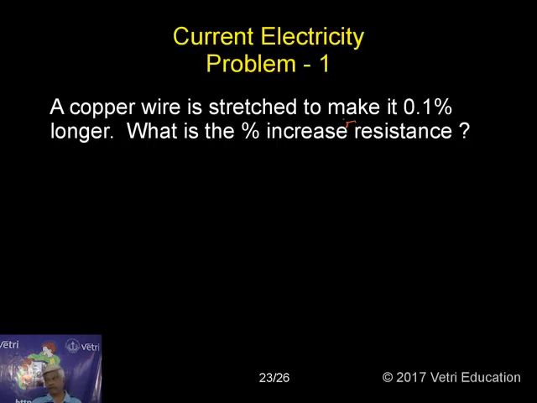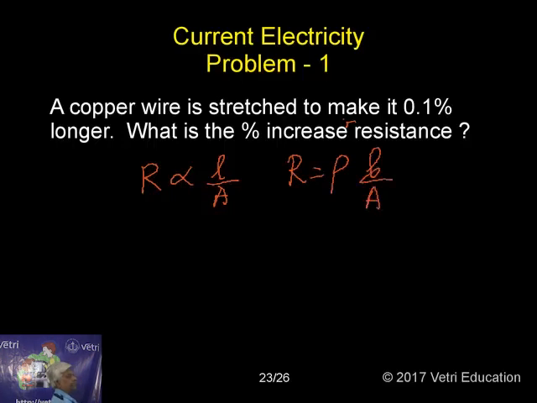Whenever the length increases, the resistance also increases. We know the resistance is directly proportional to the length of the wire and inversely proportional to the area. R is equal to rho L by A. This is a thing we have seen. What is rho? Rho is a constant known as specific resistance. Am I correct? R is equal to rho L squared by V.